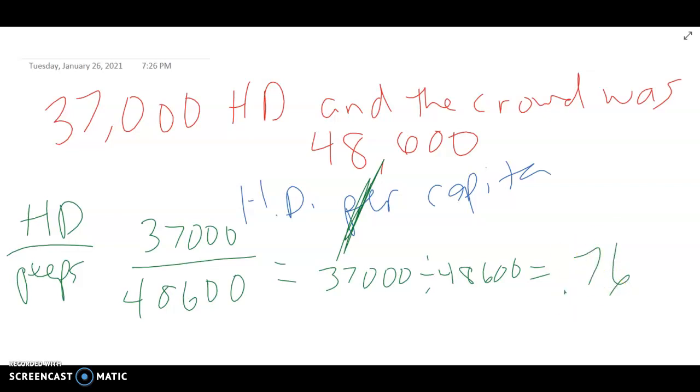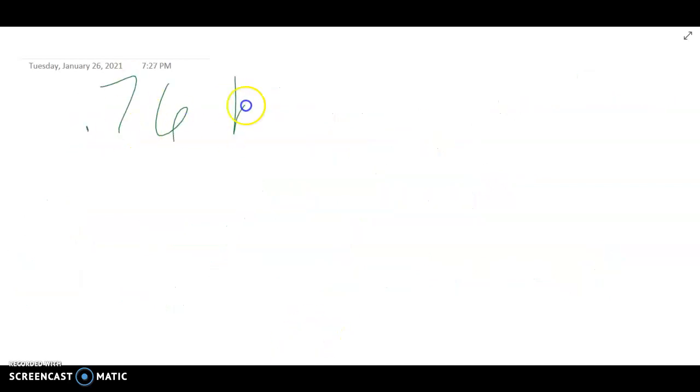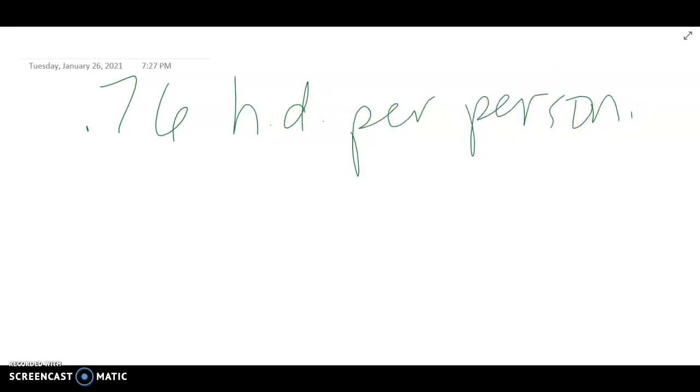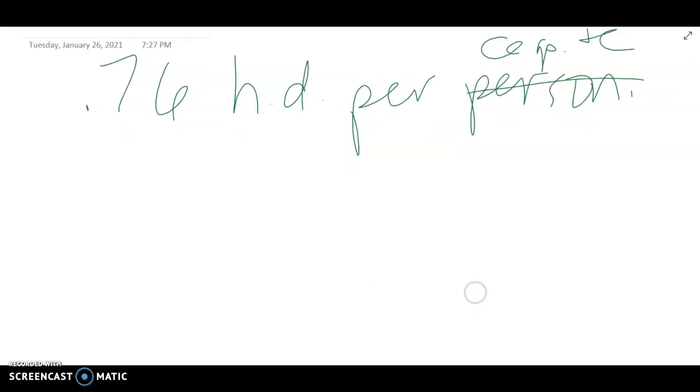So we could say there are 0.76 hot dogs per person at this football game. And that would be the per capita, right? Or you could say hot dogs per capita if you want to keep the wording. But basically, it's less than 1 hot dog per person. And that's the idea of per capita. Writing the ratio and then dividing to make it per 1. Per 1 person. That's the goal.